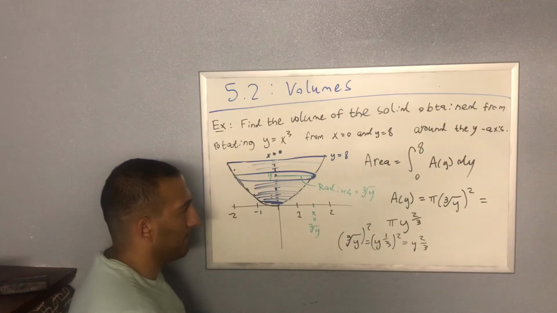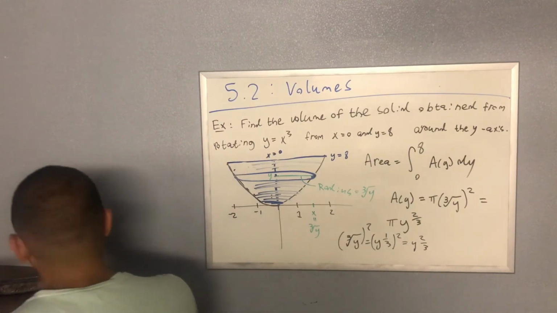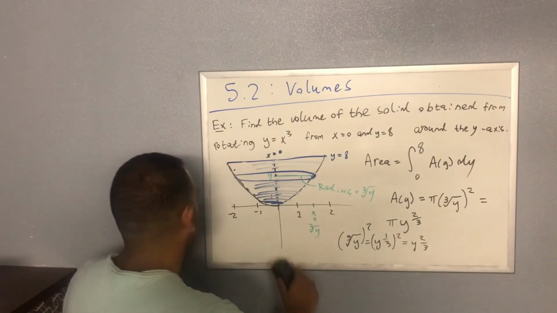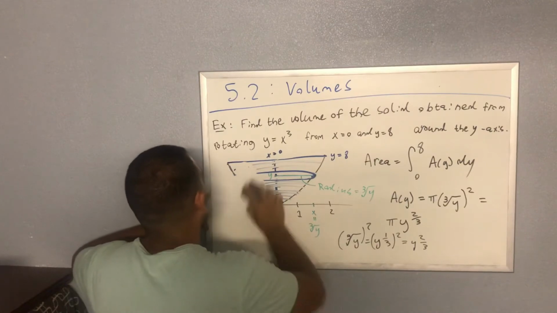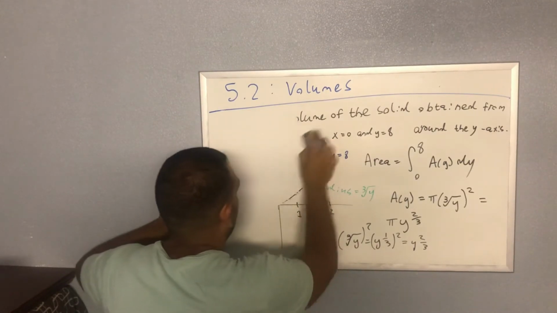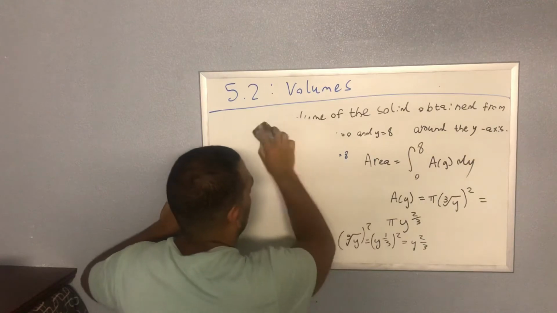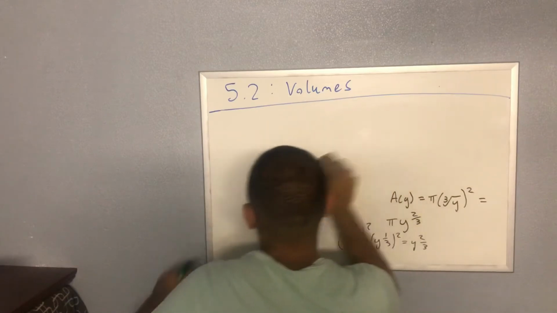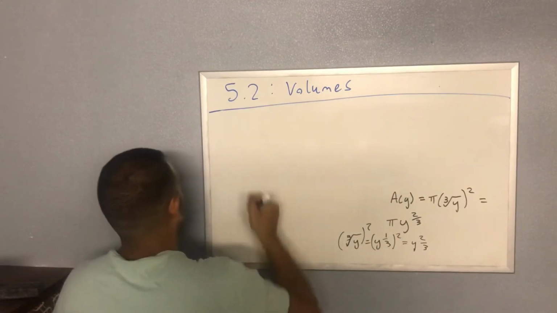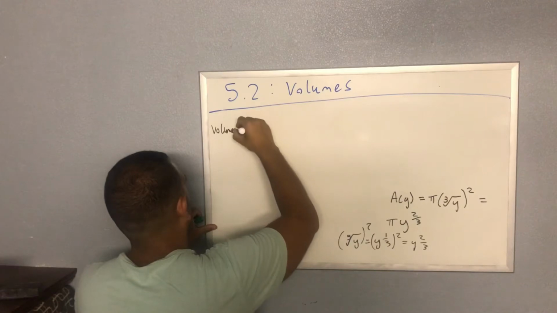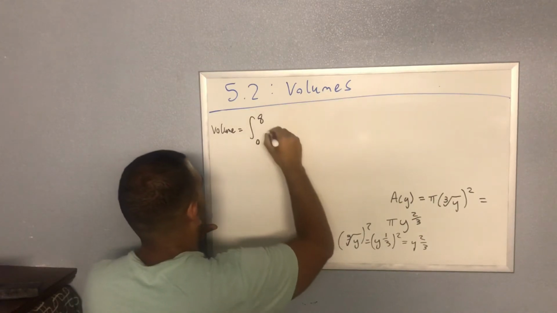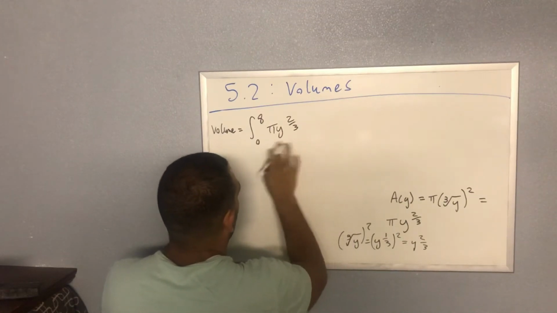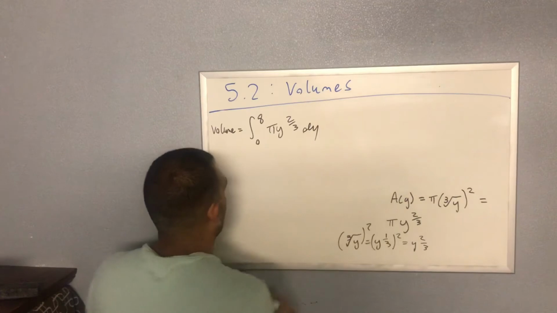Okay. So let me erase a bunch of stuff so we can just do the calculation in peace now. So the volume is the integral from 0 to 8 of pi y to the 2/3. This is the cross-sectional area, dy.